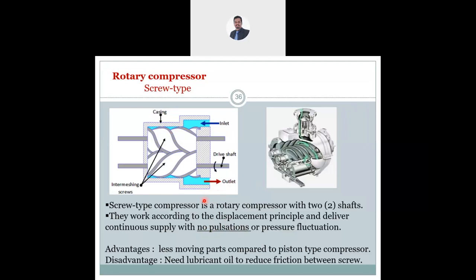So rotary type is not linear lah, dia akan berpusing. Okay, so advantage, less moving parts compared to piston type compressor. So disadvantage, need lubricant oil to reduce friction between the screws. Sebab dia ada dua screw, so you kena ada some mechanism lah to reduce friction. Like lah oil ke. So these are some of the advantages. So all these things we are studying so that you boleh consider.